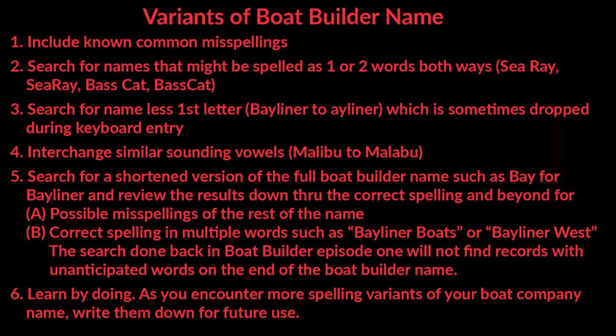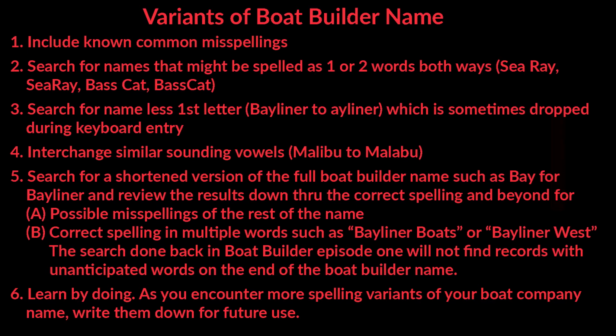Step 1. Include known common misspellings. Number 2. Search for names that might be spelled as one or two words both ways. For example, Sea Ray with a space in it or not, and Bass Cat with a space in it or not. Number 3. Search for the name less the first letter. For example, for Bayliner, search for AYLINER. Sometimes the first letter is dropped during keyboard entry. Number 4. Interchange similar sounding vowels, such as MALIBU, Malibu, to MALABU.